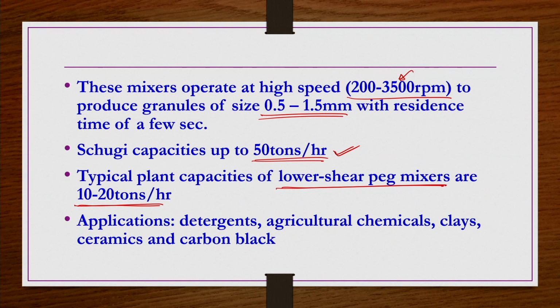The applications: we find this kind of continuous shaft high and low shear granulators in several industries where we produce detergents, agricultural chemicals, clays, ceramics, and where carbon blacks are processed. So these are a few applications where we can find these high shear continuous shaft granulators.